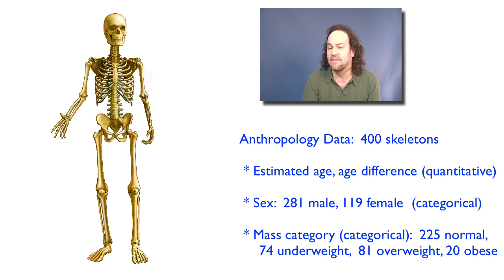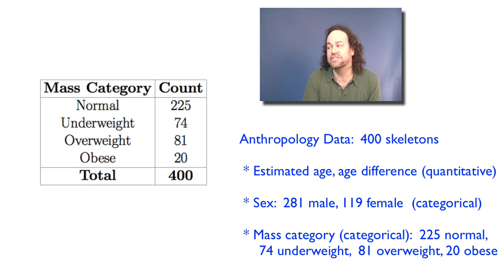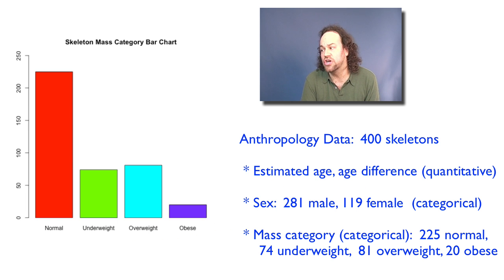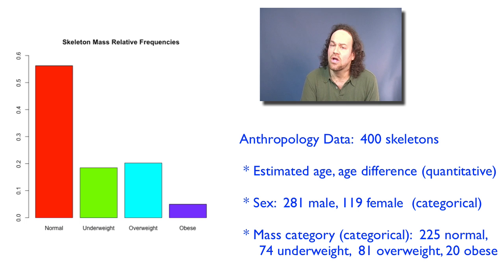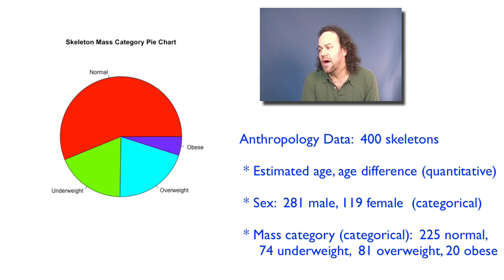Now in this case, 225 of the 400 skeletons were classified as normal, 74 were classified as underweight, 81 were classified as overweight, and 20 were classified as obese. Again, we could just make a table, but we could also display that as a bar chart, or if we prefer, the relative frequencies, or if we prefer, we could make a pie chart.